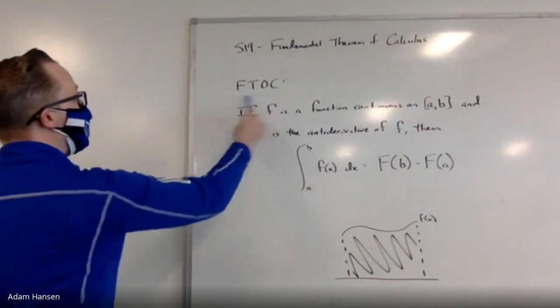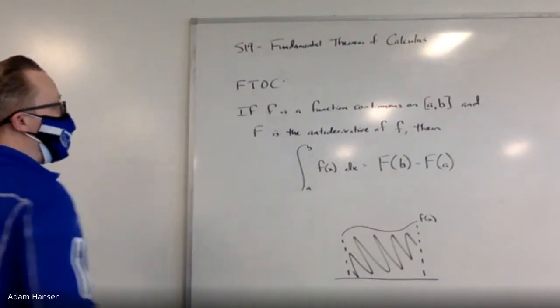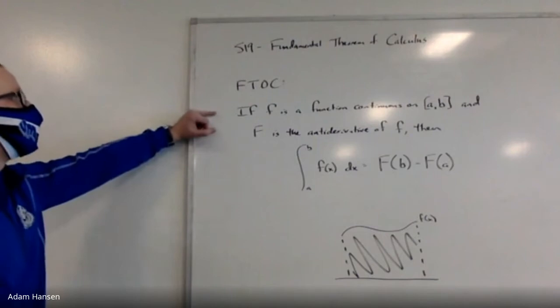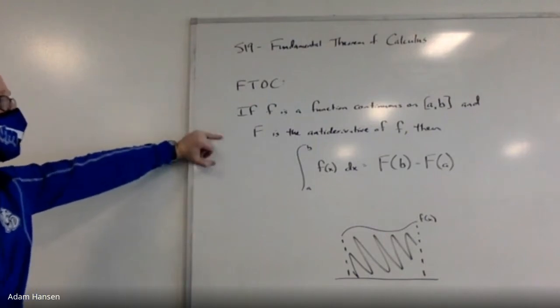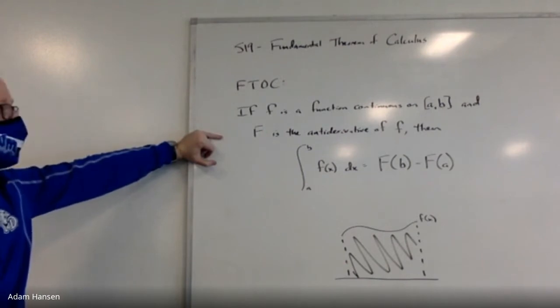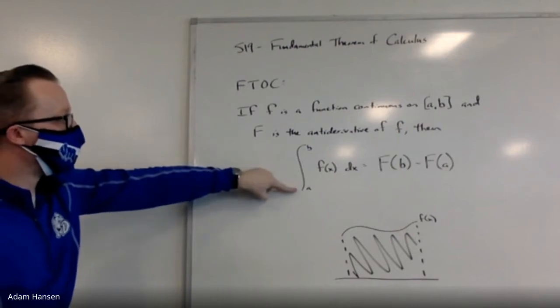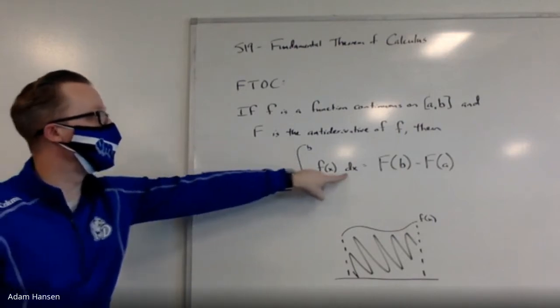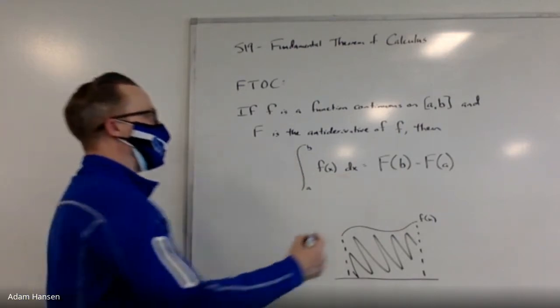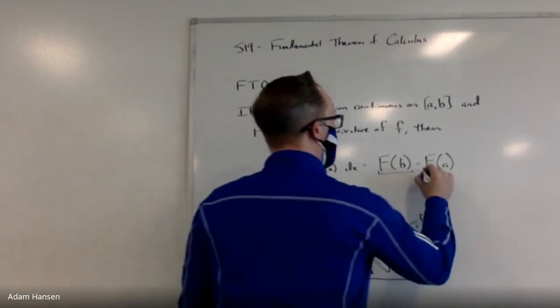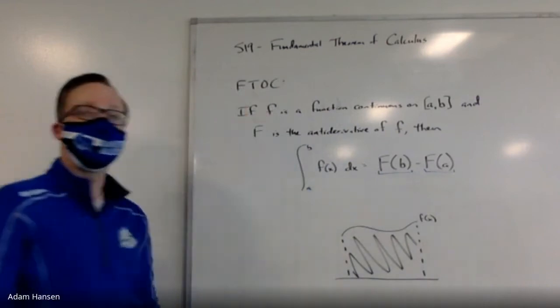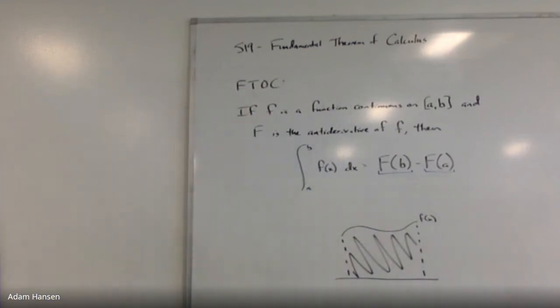So FTOC, fundamental theorem of calculus for short, states that if f is a function that is continuous on the interval from a to b, and capital F is the notation for the antiderivative of f, then the definite integral from a to b of f of x dx is given by this expression. The antiderivative evaluated for b minus the antiderivative evaluated for a. Capital F of b minus capital F of a.